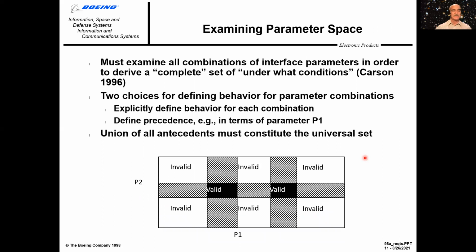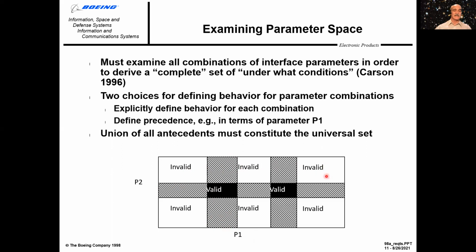If we have to examine all combinations of the interface parameters, which is what I asserted in the prior paper, then either we need explicitly defined behavior for each combination or some sort of precedence. Like in this table or this graphic here, I might say, I do want to examine all parameters across all their ranges, but for some combinations, for example, in this shaded area here, if P2 is not valid, then I may want to assert the behavior associated with whatever P1 is in that range. Or I might want to have, in this case, 1, 2, 3, 4, 5, 15 different behaviors, and it depends on the kind of system I have.